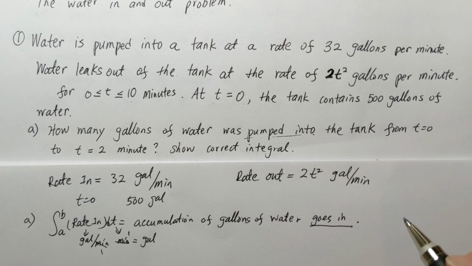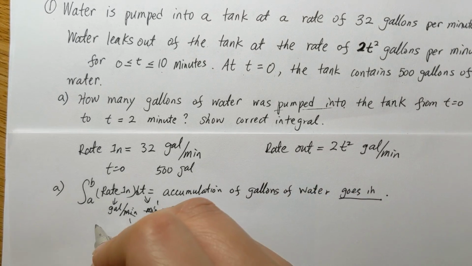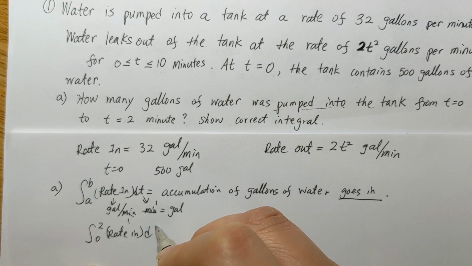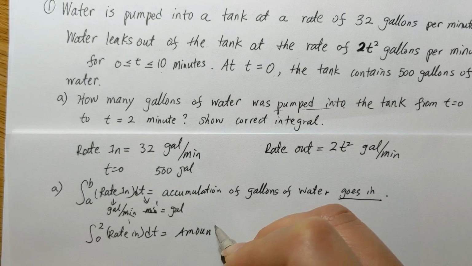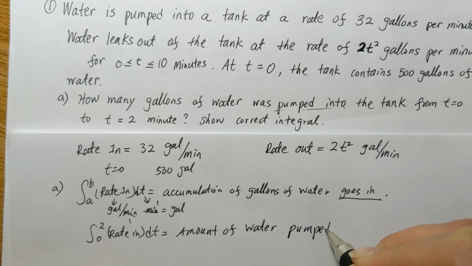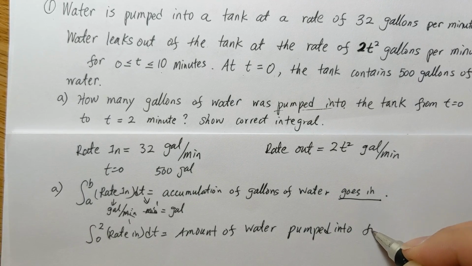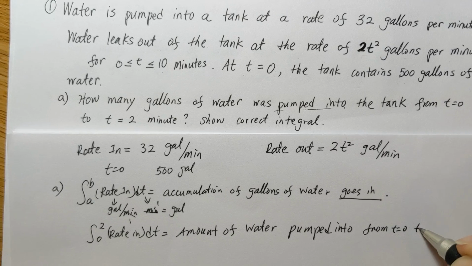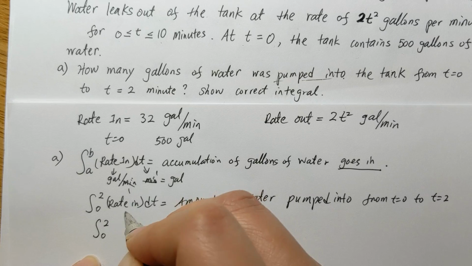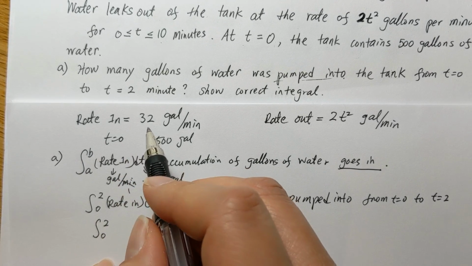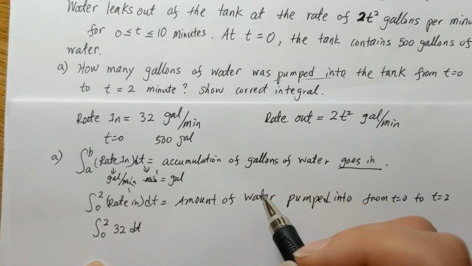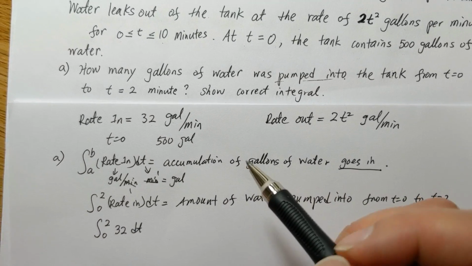So that means we can use the integral from 0 to 2 of rate in dt to find the amount of water pumped in from t equals 0 to t equals 2. And we already know that the rate going in is 32 gallons per minute. So we put 32 dt. Now we get the integral. All we have to do is evaluate the integral.